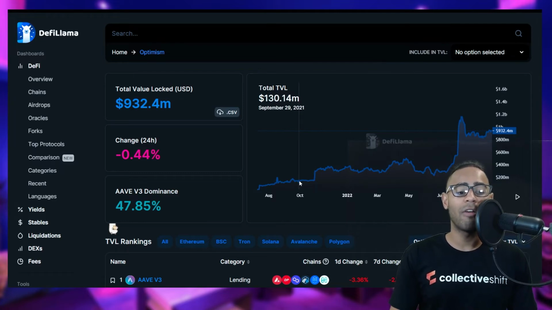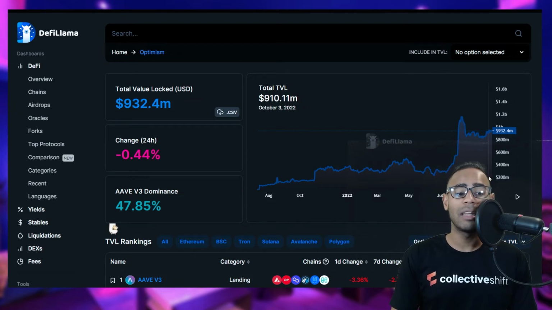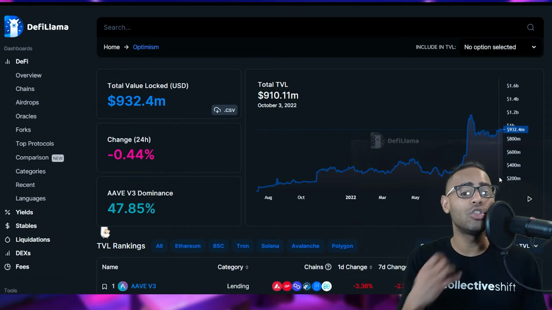In October of last year, 2021, there was only $130 million in Optimism. In May, that shot up to nearly $500 million. And now in September, we are nearly at $1 billion. So what is that saying? It's saying money is coming into Optimism.